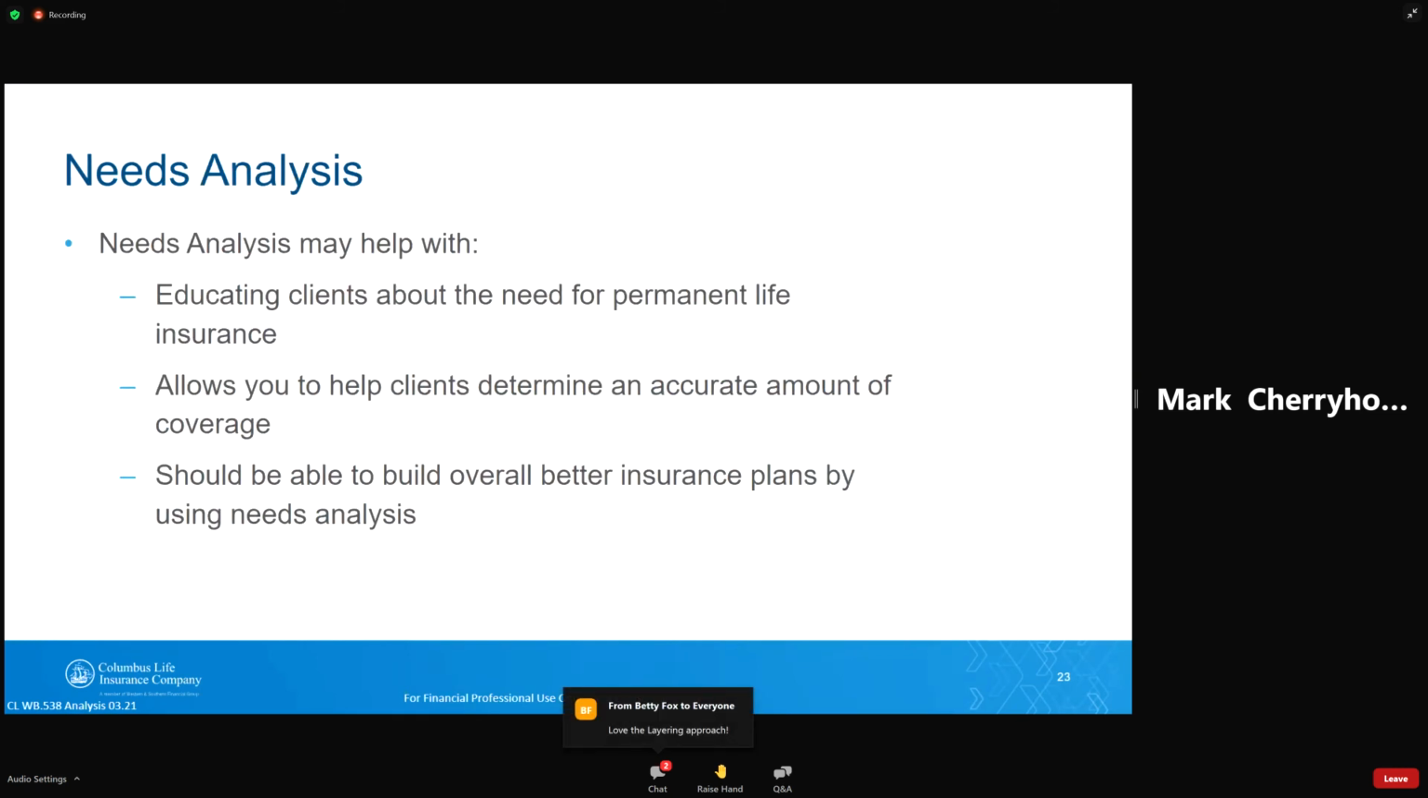So in summary, this is a needs analysis that you can incorporate into your practice. It's going to take a little time, but we know it's going to help educate your clients and prospects more about the potential benefits of permanent insurance. Don't just be a ticket taker and have your client or prospect call in and say, hey, I need a $100,000 term policy. Don't just take the application.